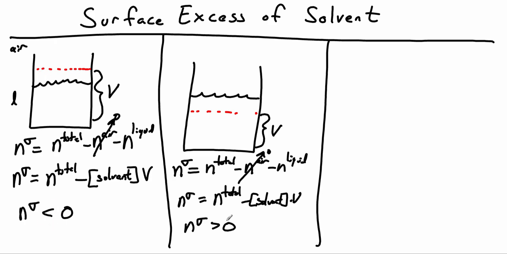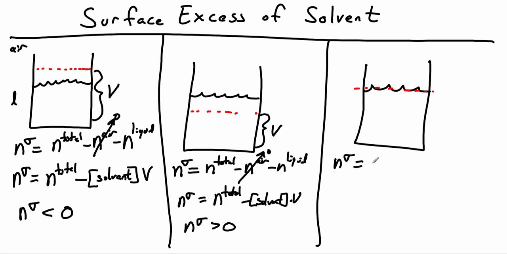Over here, this is the deficiency: we're saying there should be this much liquid and there isn't, and that's why it's a deficiency. So the third case, of course, would be to put the Gibbs dividing surface where the physical interface is. So we'll put our Gibbs dividing surface here. And in this case, the surface excess amount is going to be total minus concentration of solvent times V. And V is this volume, the actual volume of the container.